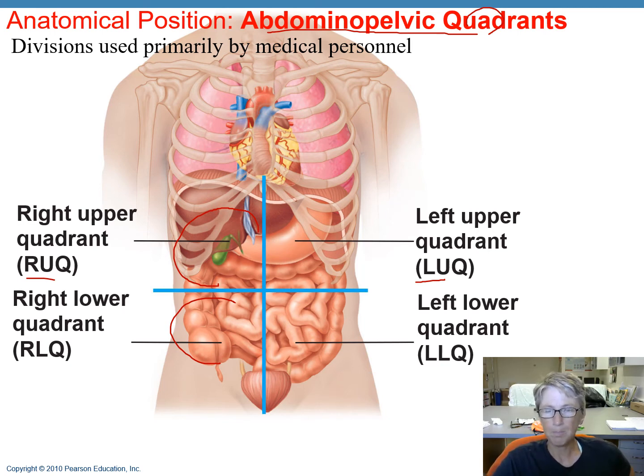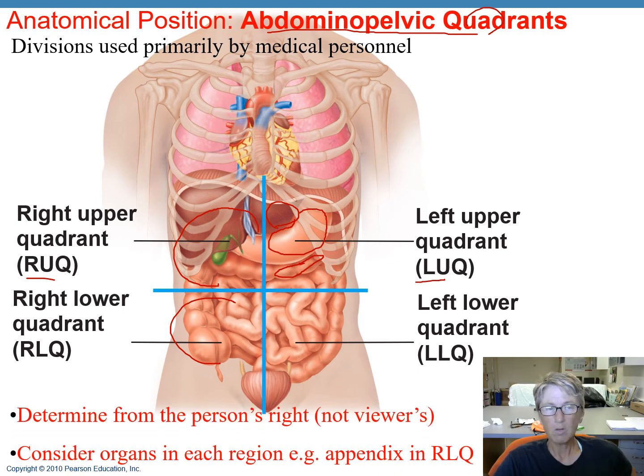And you can see that there's different organs in different quadrants. So for example, if a doctor says, oh, they have a pain in their left upper quadrant, that could be the stomach, it could be the transverse colon, it could be part of the liver here. But anyway, if you're going into the medical profession, you should learn these. And you always determine these quadrants from the person's right, not the viewer's right. So when I'm looking at this, this would be my right, but it's actually the person in the cartoon's left.